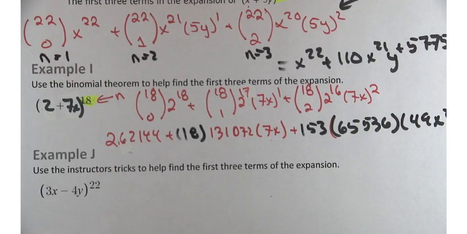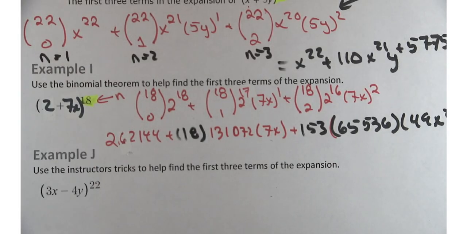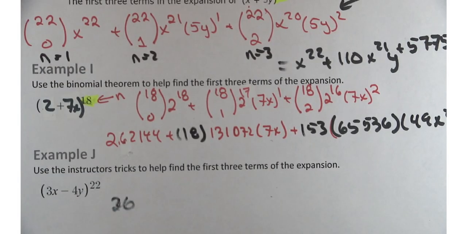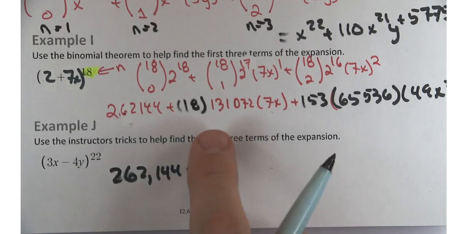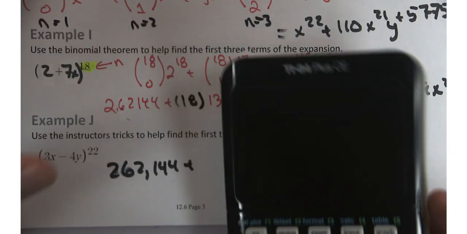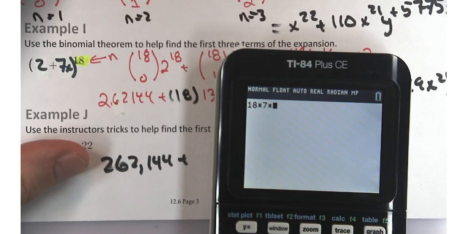All right, I'm going to bust out a calculator for a couple of these last ones here. Let's see. So this one, that one's going to stay the same. That's just going to be 262,144 plus 18 times 7 times 2 to the 17th.